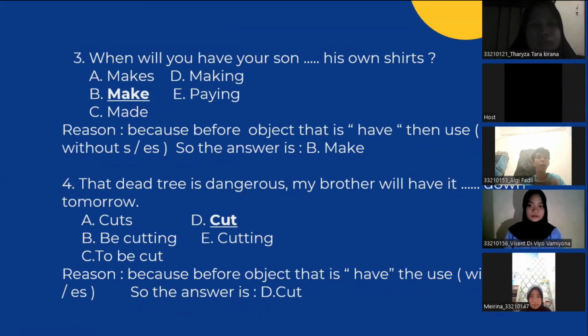Number 3, when will you have your son blah blah blah his own shirt? Answer is B. Make. Reason, because before the object there is have, so use the verb without S or AS. Number 4, that tree is dangerous. My brother will have it blah blah blah done tomorrow. Answer is D. Cut. Reason, because before the object there is have, so use the verb without S or AS.